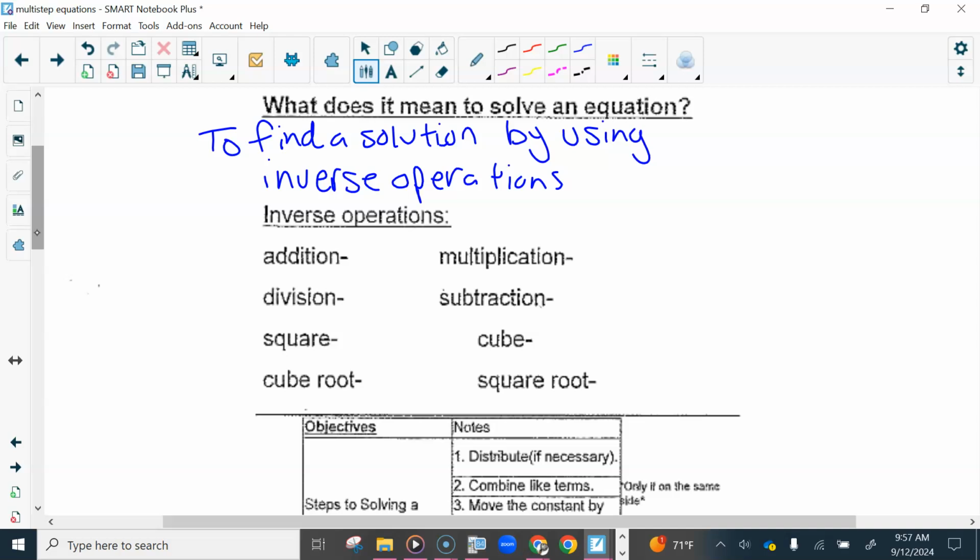And then just so we're all on the same page, what is the opposite or inverse of addition? Subtraction. What about division? Multiplication. What about to square something? Square root. It's the square root. So if you think about 2 squared is 4, and the square root of 4 is 2, they undo each other. Which means the cube and cube root are inverses or opposites of each other. So 2 cubed, or 2 raised to the 3rd power, is 8, and the cube root of 8 is 2. They undo each other.